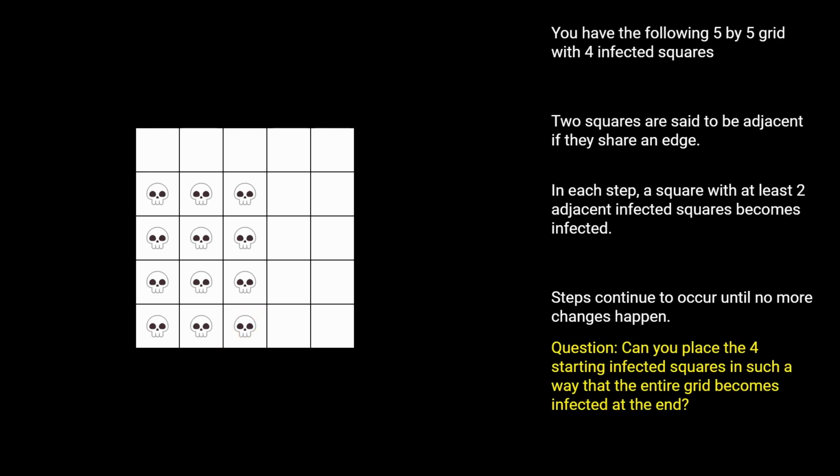The question is, can you place the four starting infected squares in such a way that the entire grid becomes infected at the end?